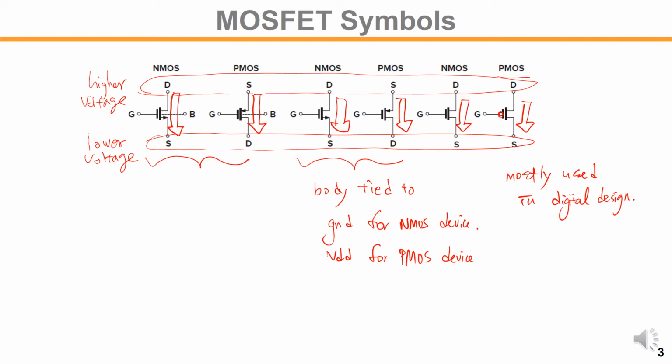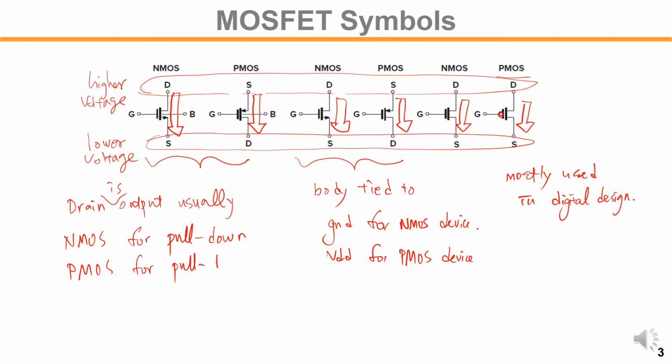So for NMOS, you have to understand later or now, the drain is the output side usually. So the NMOS is for pulling down the output, the pull down purpose, and the PMOS is for the pull up current.